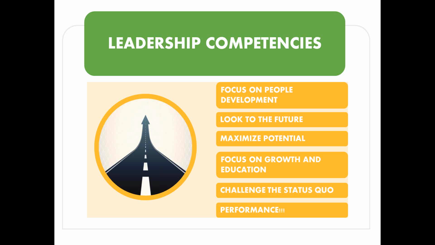We have to look to the future. We have to look ahead. We have to figure that out. And we want to focus on maximizing the potential of not only the individuals that we're working with, but the organization as well. That's a big piece of this. It's about maximizing potential, which means we're focused on growth and education, not just on skills development today. There are certain skills we need to improve to keep our teams moving, but what are the skills and competencies necessary for success in 2 or 3 years?